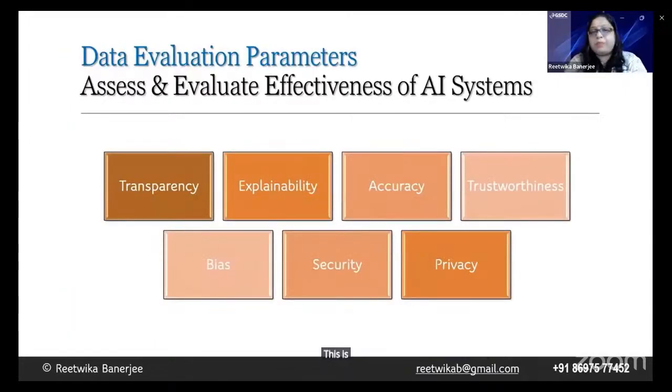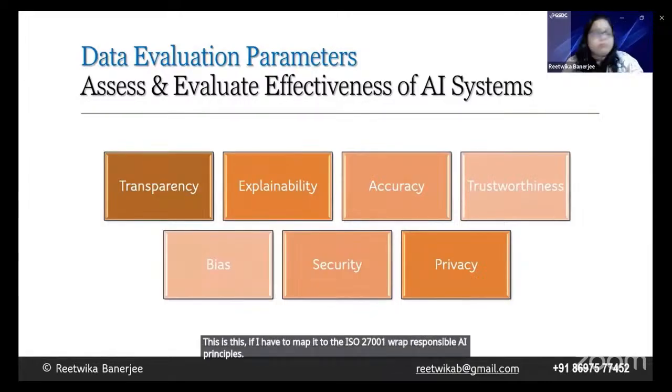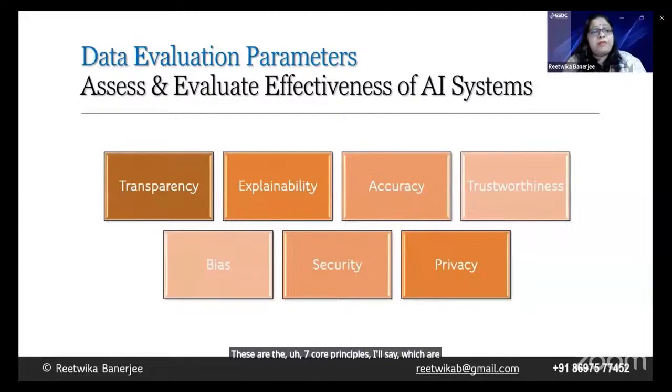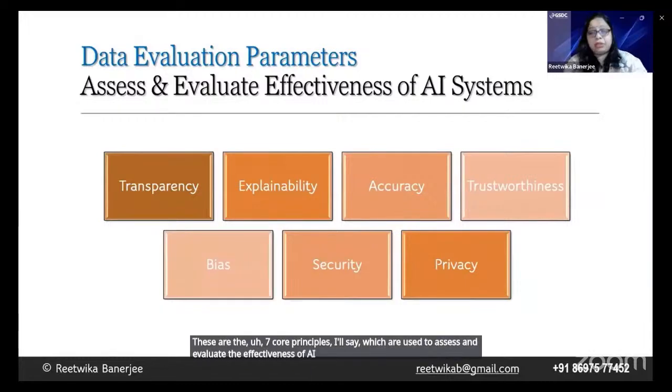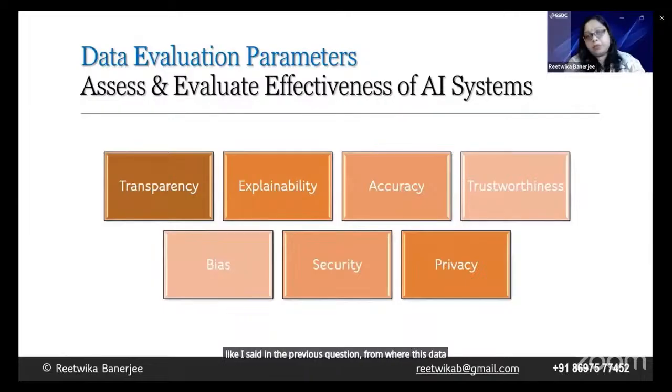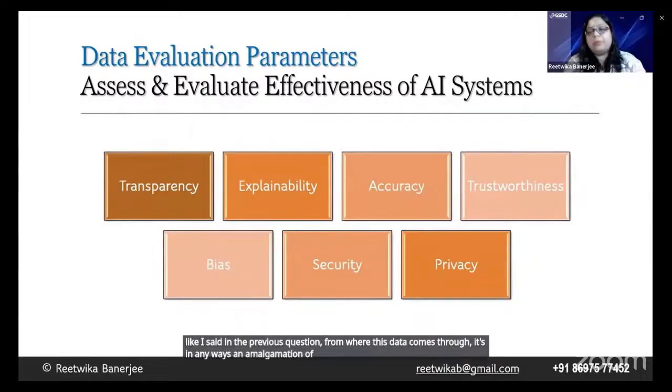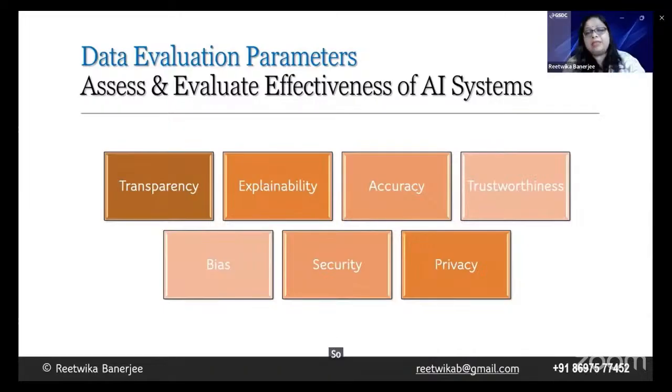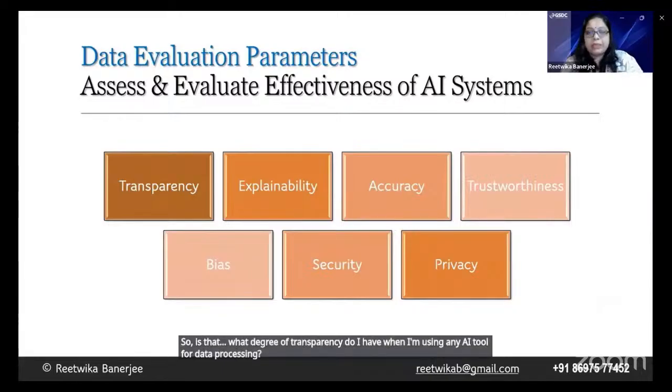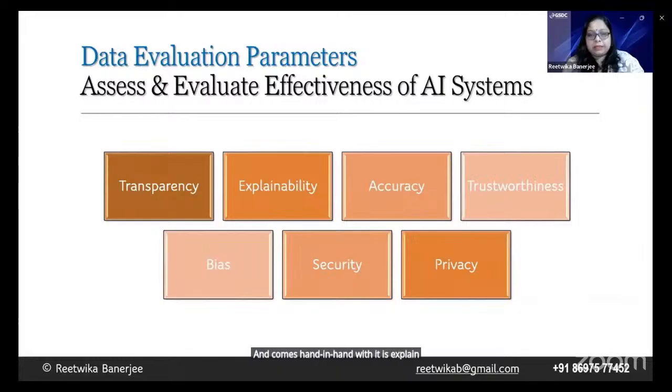Basis this, if I have to map it with the ISO 27001 RAP, responsible AI principles, these are the seven core principles, I'll say, which are used to assess and evaluate the effectiveness of AI systems. First, transparency of data. Like I said in the previous question, from where does this data come? It's an amalgamation of a lot of data which is publicly available within the LLM. So what degree of transparency do I have when I'm using any AI tool for data processing? And hand in hand with it comes explainability. Can the AI system explain what it is, how it is, where it is? A lot of questions. So transparency and explainability go hand in hand.